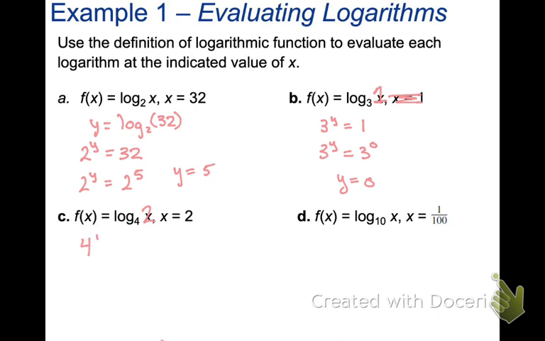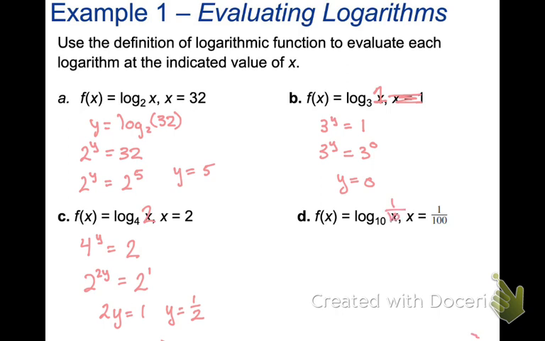So 4 to the y equals 2. How do you want to do it? So it'd be 2 to the 2y equals 2 to the what? First. 2y equals 1, so y equals 1/2.